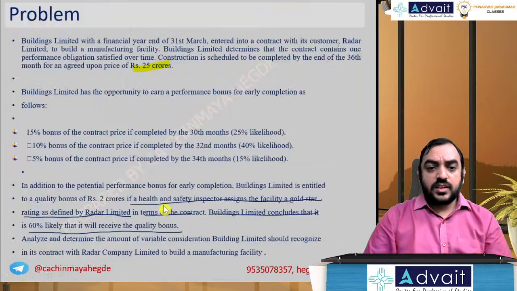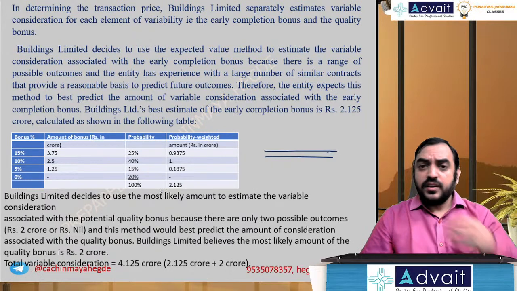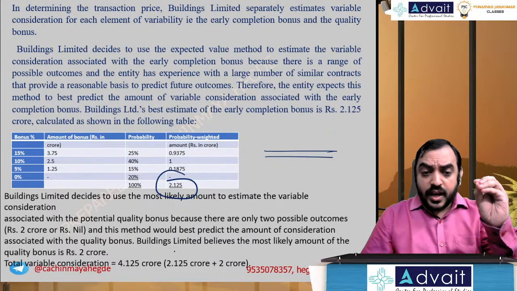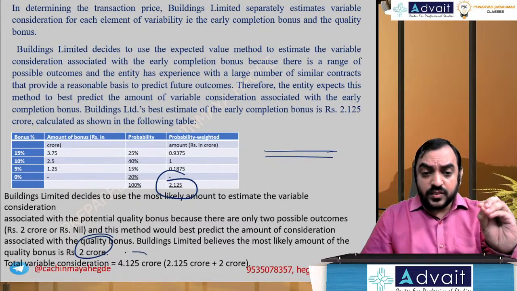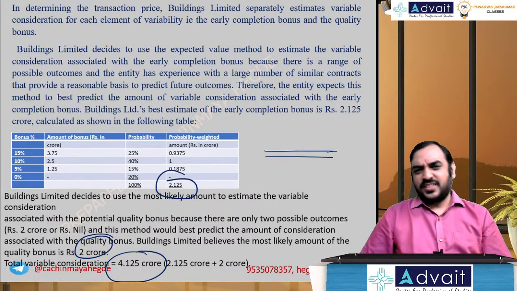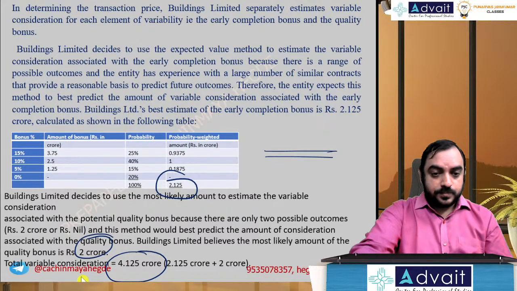So what is the quality bonus? 2 crores. So highest probability 60%. Most likely method, directly take 2 crores. So 2.125 for the early completion and 2 crore for the quality bonus. Total variable consideration 4.125. Actually very simple problem. You would have solved the problem like this earlier also. Maybe the amount is different. Anyway, take a look at this.